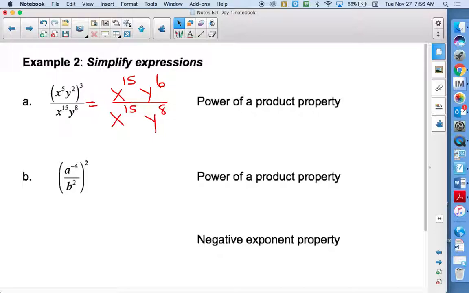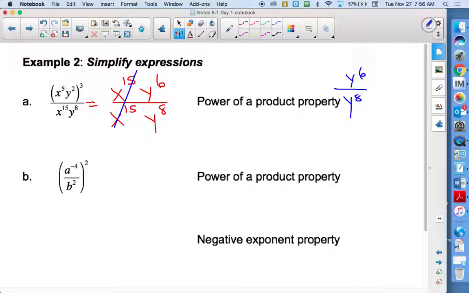Gavin, what do you think? Yeah, the x to the 15ths cancel. They're exactly the same. So if you have 7 divided by 7, they would cancel. If you have x to the 15th divided by x to the 15th, they also cancel. They're the same value. Now we're left with these y's. So we still have y to the 6th divided by y to the 8th because the x is canceled. Can that be simplified any further?